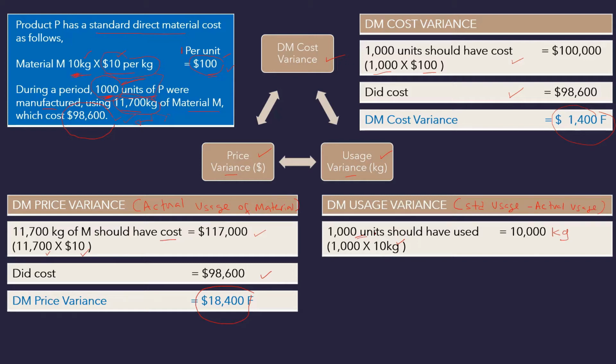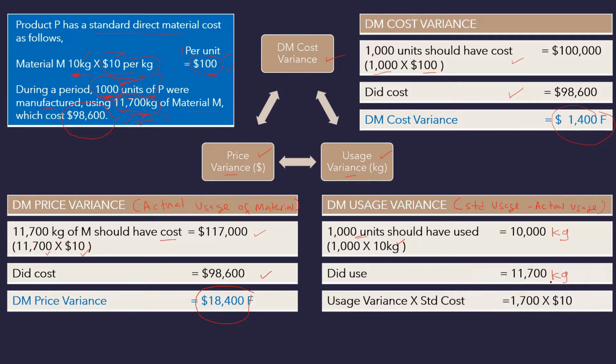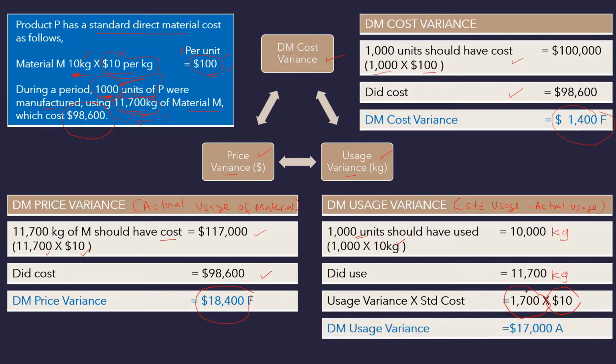So how much did we use? We used 11,700 kg to produce 1000. So therefore, we had a usage variance of 1,700 times our planned cost of 10. So therefore, we will have a direct material usage variance of 17,000 adverse.